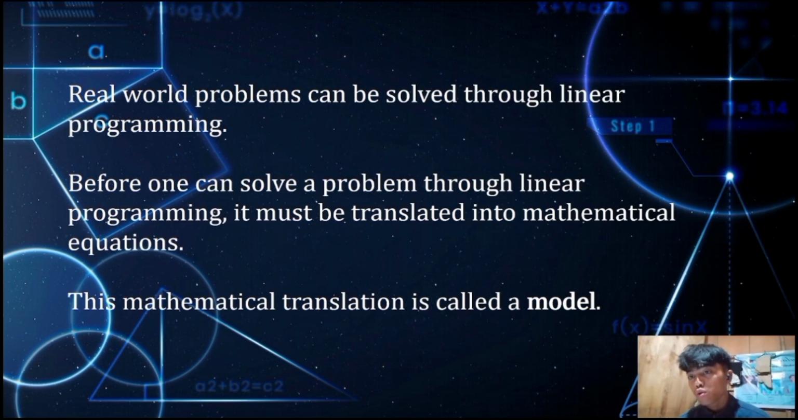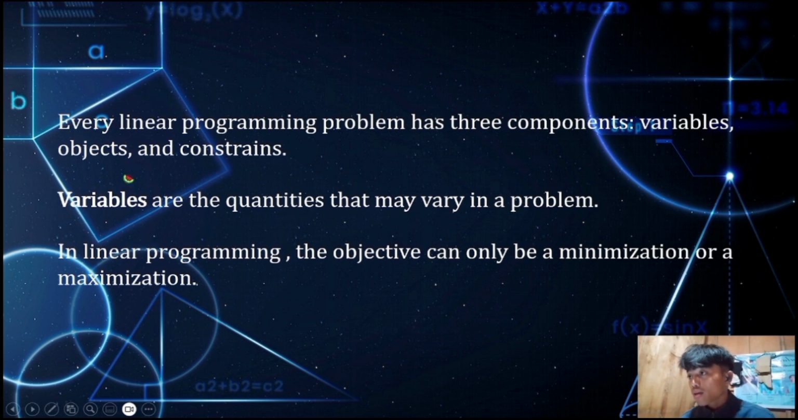Real-world problems can be solved through linear programming. Before one can solve the problem through linear programming, it must be translated into a mathematical equation. This mathematical translation is called a model. Every linear programming problem has three components: variable, objective, and constraint. Variables are the quantities that may vary in a problem. In linear programming, the objective can only be minimization or maximization.